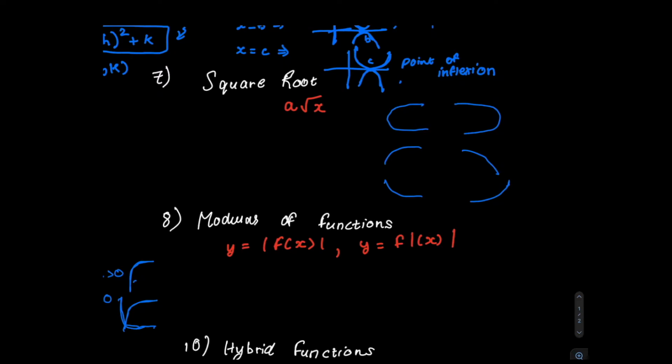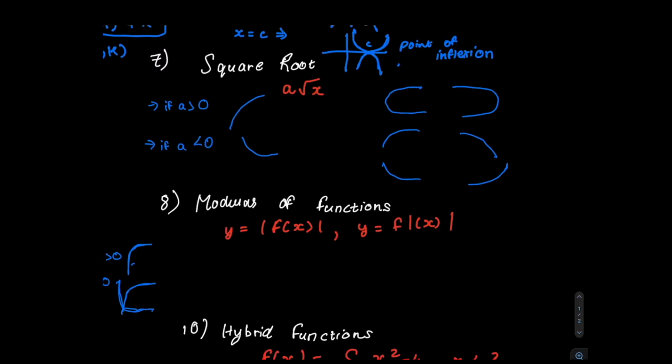So how do we do this? Basically, if a is greater than 0, the shape of the function is something like that, and if a is less than 0, the shape of the function is something like that. If you know the implied domain for a square root function, x cannot be negative. If x is negative, it will not be a real number anymore. The function will have imaginary values, which we can't really graph.